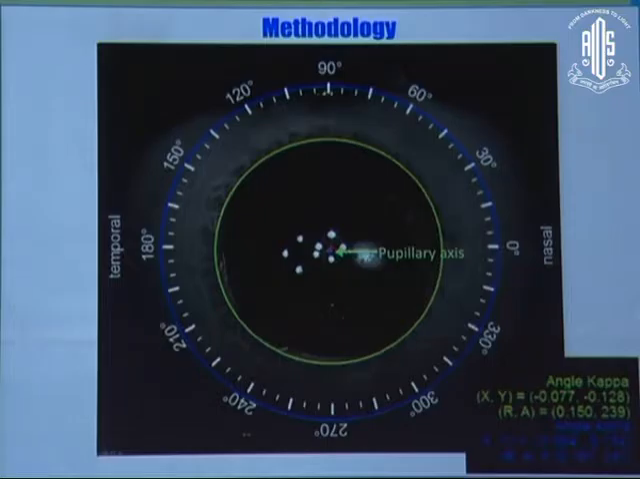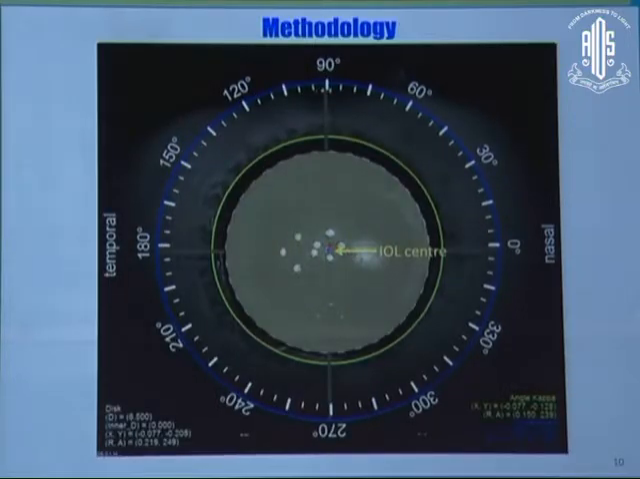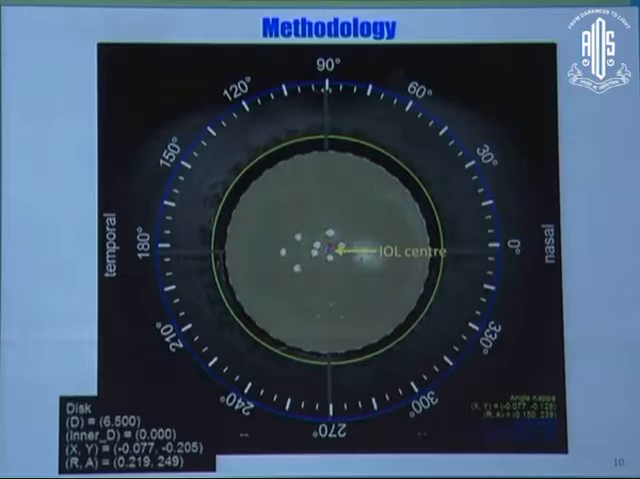Now in all this process, the decentration or the optical center of the IOL is not measured. What we can do is mark the IOL optic size manually by selecting a disc mode and hence get the center of the IOL from the visual axis. Like in this case, the size of the disc is 6.5 mm, which corresponds to the size of the optic of the IOL. And in terms of decentration, it is around 0.219 centimeters from the visual axis.